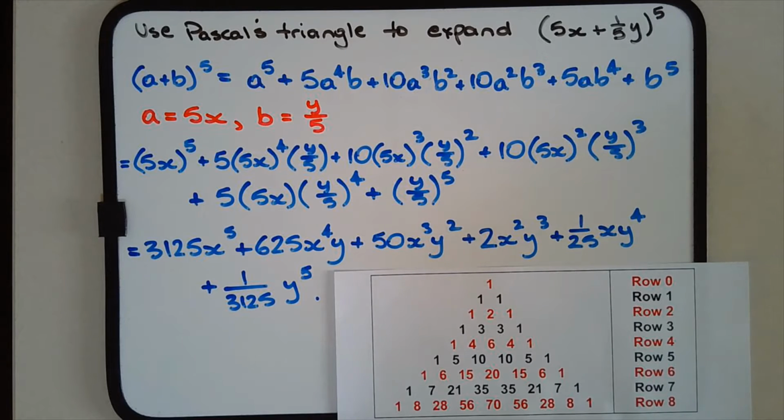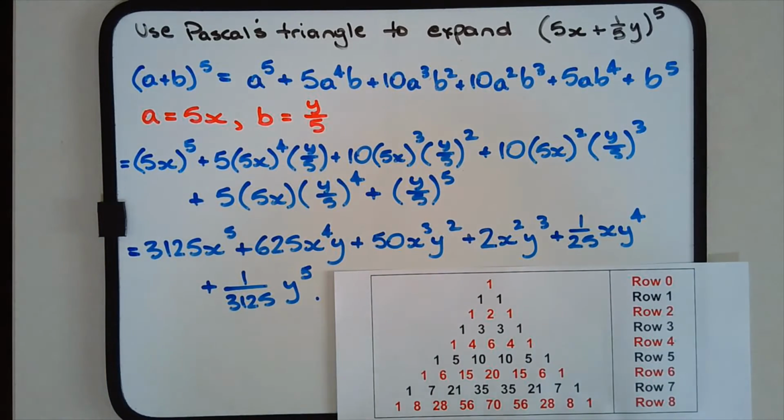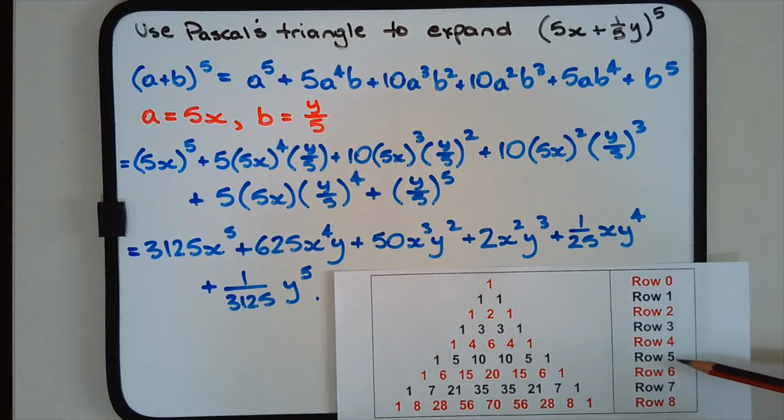Use Pascal's triangle to expand (5x + 1/5 y), all raised to the power of 5. Like the previous example, let's start off with the expansion of (a + b) to the power of 5. So this is a fundamental expansion. The coefficients of the terms of this expansion come from row 5 of Pascal's triangle.